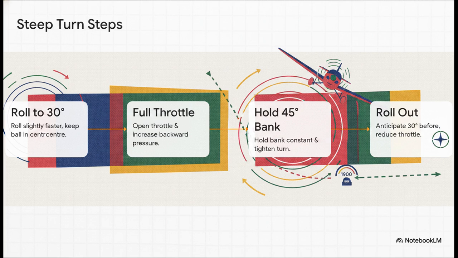And then there's the rollout. You've really got to anticipate your chosen heading here. Exactly 30 degrees before you hit your mark, you start taking off the bank, you pull the throttle back to cruise power, which is around 1900 RPM, and you relax that backward pressure at the exact same time so you don't accidentally balloon your altitude.